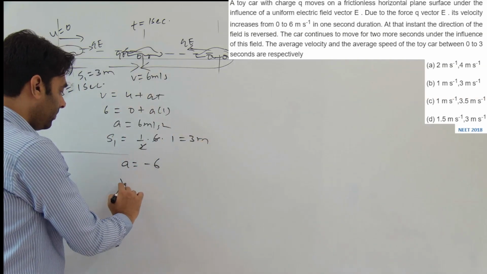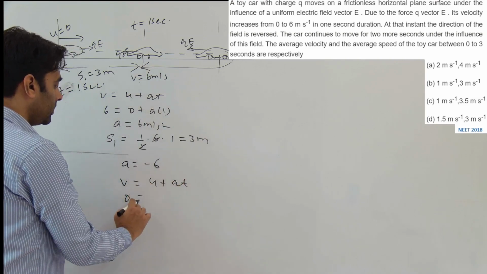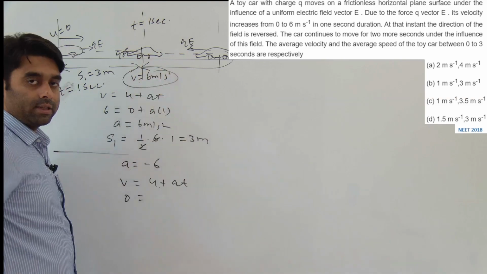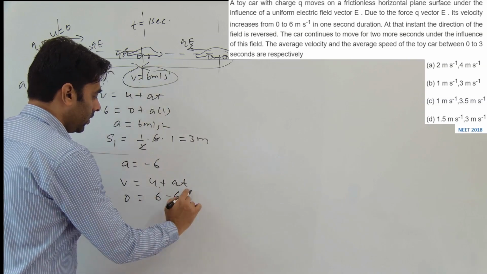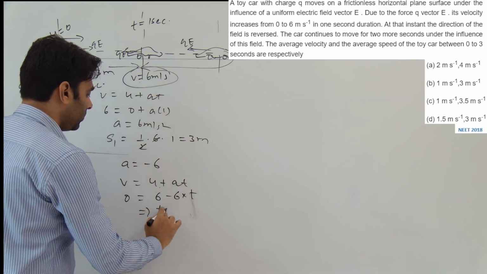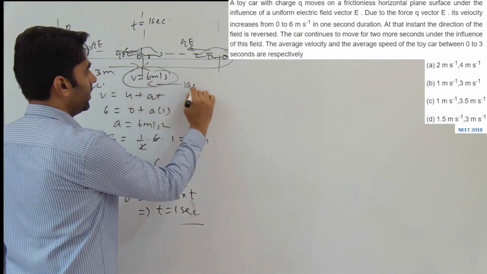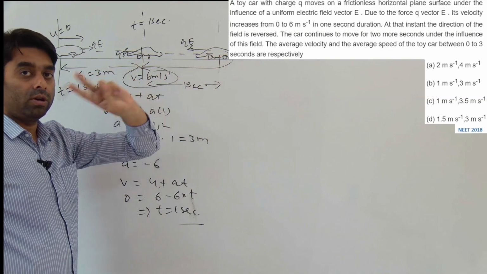Fine. So let us see how much time it takes to stop. V is equal to u plus at. That implies 0 is equal to, at this point, at the end of 1 second, how much is the speed it has got? 6 meter per second. So 6 minus 6 into t. So what we get is t is equal to 1 second. That implies for the next further 1 second, it will continue its journey. That means 1 second over here, next 1 second, total 2 seconds are gone.